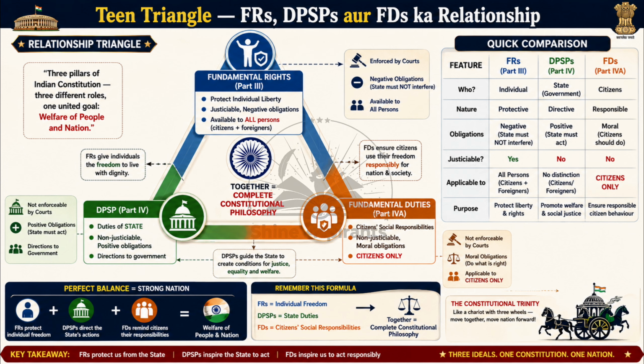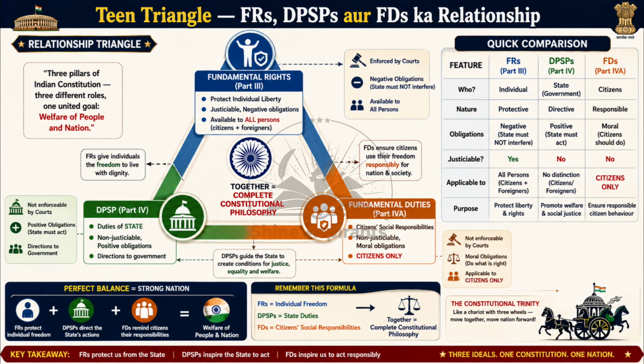Directive Principles of State Policy, Part 4, Articles 36 to 51. These are directions to the state, the government. Non-justiciable. Positive obligations, they tell the state what it must do. State shall promote equal pay. State shall provide free legal aid. They apply to the government, not individual citizens.